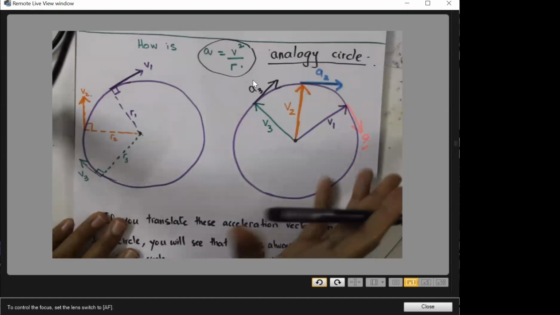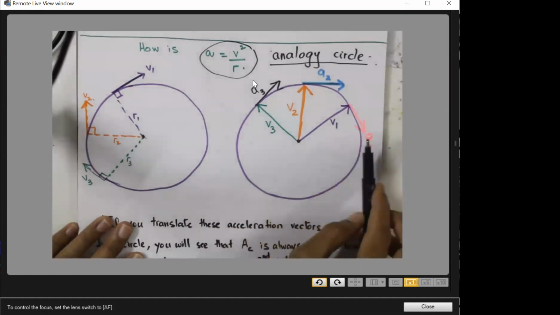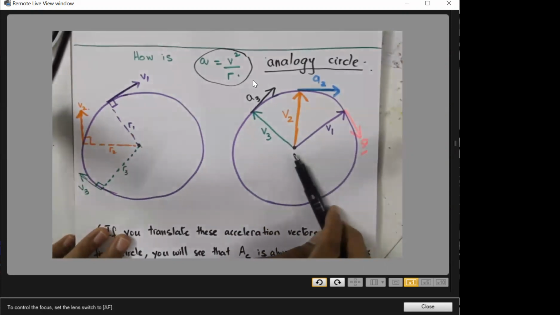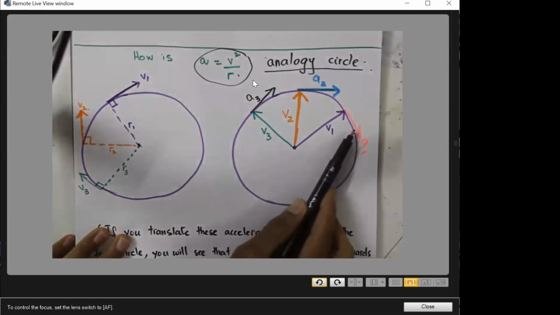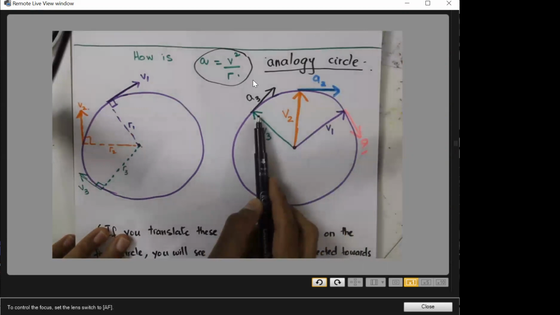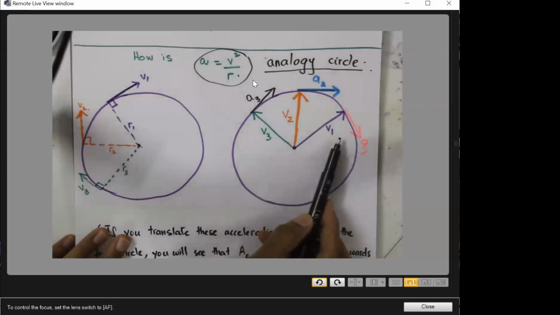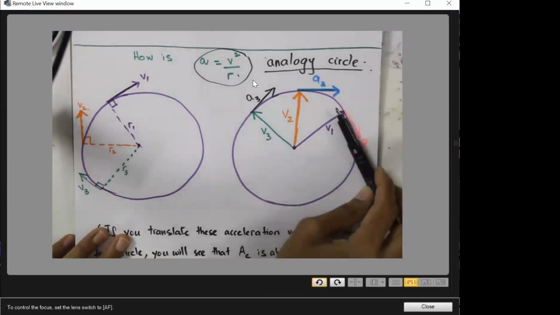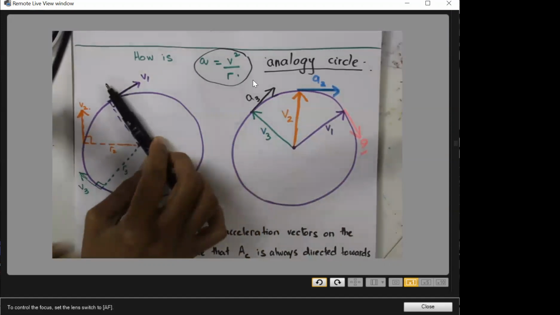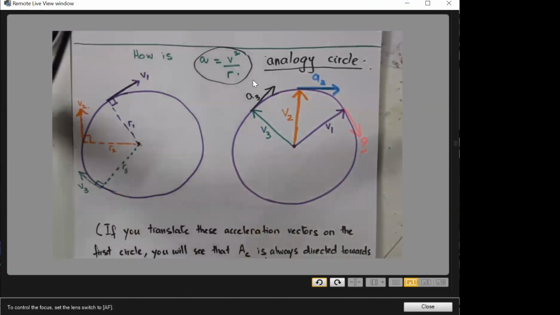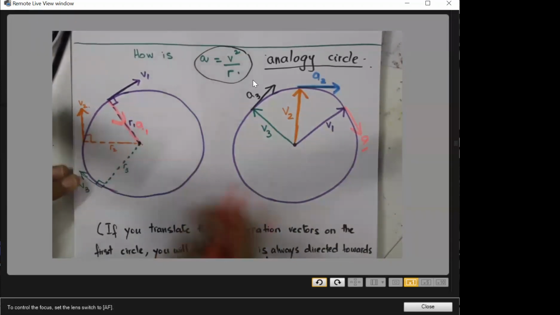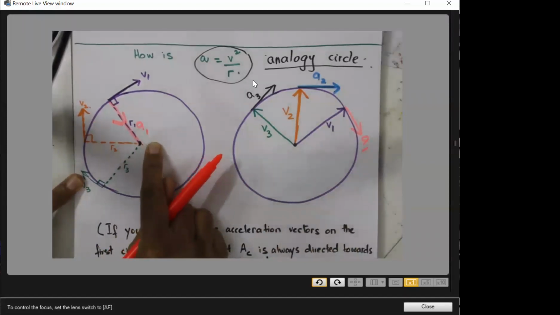Now, if I translate the accelerations, you might be asking that we just learned that acceleration is directed towards the center of the circle, but look at these accelerations, they are tangential. They are not pointing towards the center of the circle. So why is that? These are instantaneous accelerations. If I translate this acceleration here, for example, this is acceleration 1 for V1. Now I am translating it, and I will say this is acceleration A here on this circle.